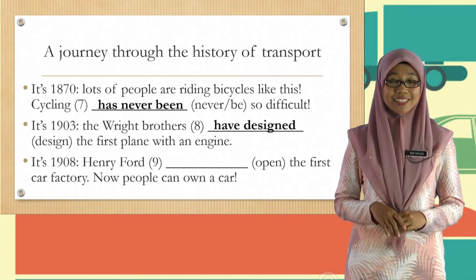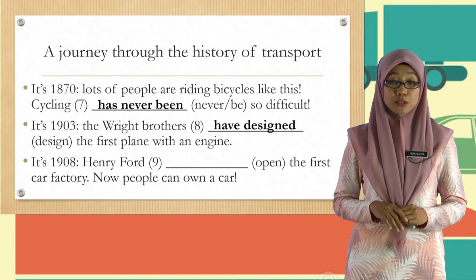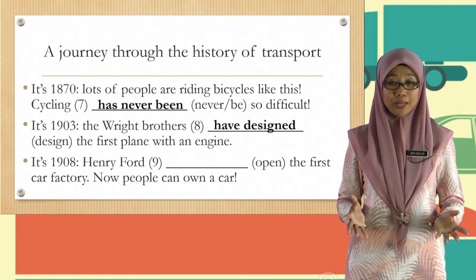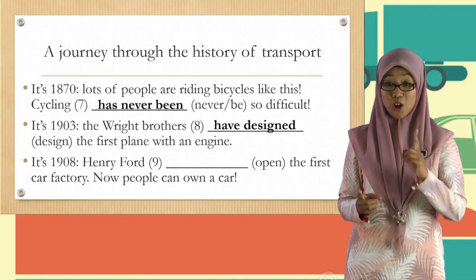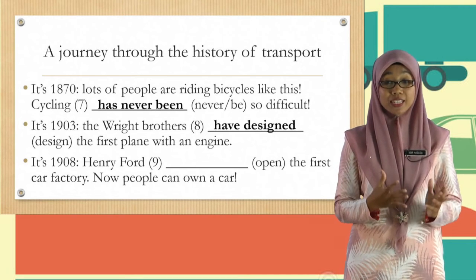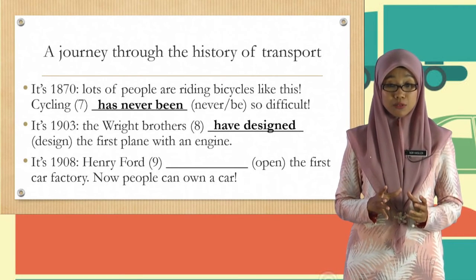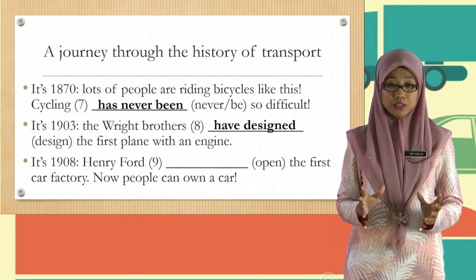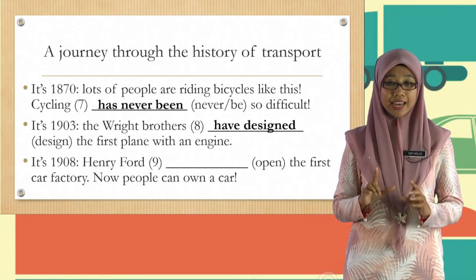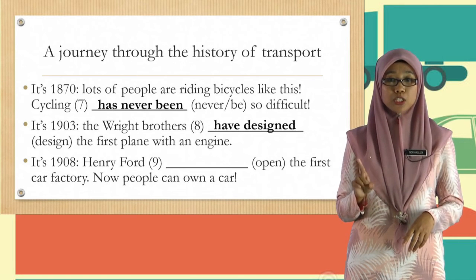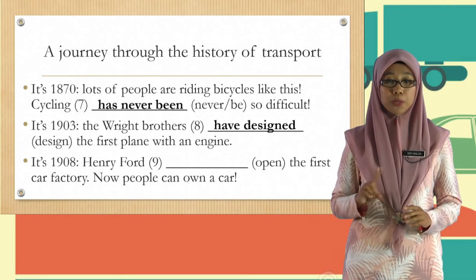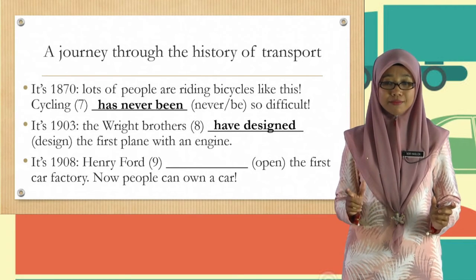Okay, next. It's 1908. Henry Ford. How many people? It's only one person. We are talking about Henry Ford. So it's a singular noun subject. Henry Ford. Okay, so we have to use has. Henry Ford has, and then open, change to past participle. Okay, the first car factory. Now people can own a car.